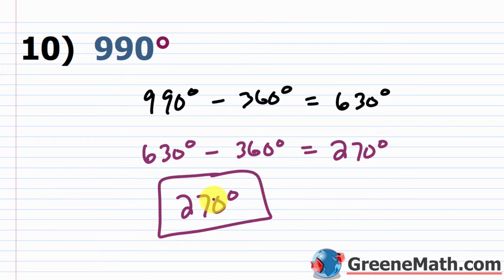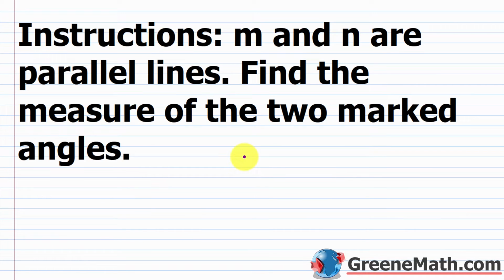So we have to subtract again to get this 270 degrees so that it's between 0 degrees and 360 degrees like we were told. All right, let's take a look at the practice test.